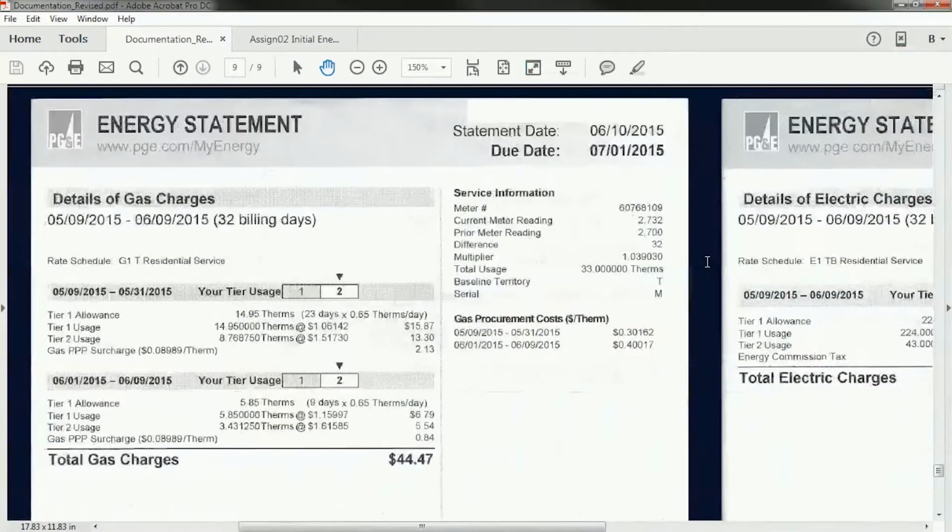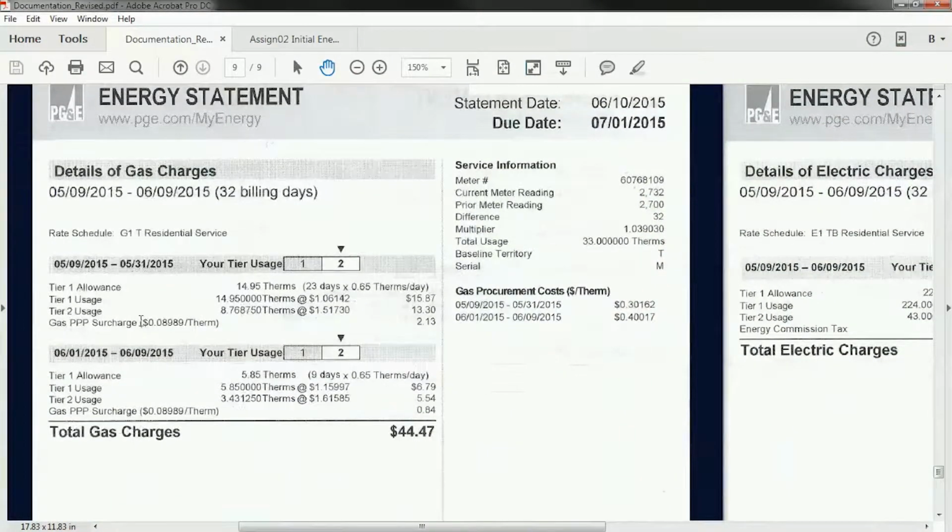Now, on the gas side, we've got here Tier 1 use of 14.95 therms, which is a little bit of a different unit. It's a unit that we can convert to kilowatt hours. In the US we use therms, and sometimes in the United Kingdom they use therms, and most of the rest of the world doesn't. Most of the rest of the world uses different units. Actually, it's wildly inconsistent depending on the type of fuel that you have.